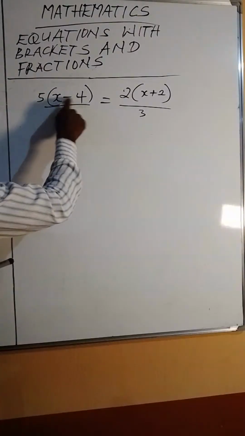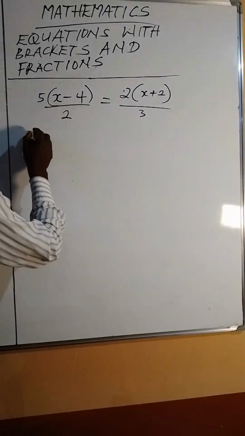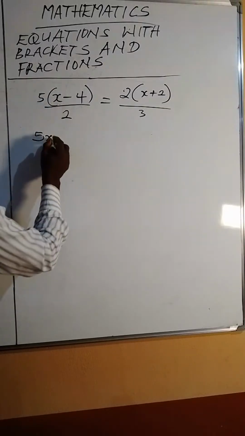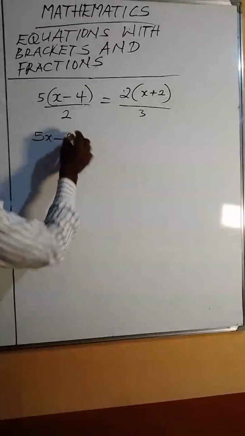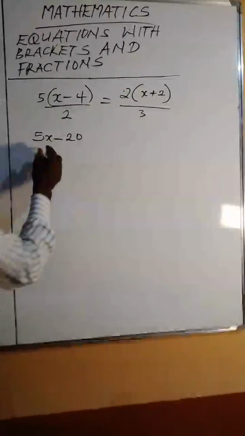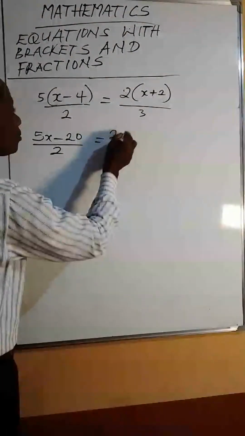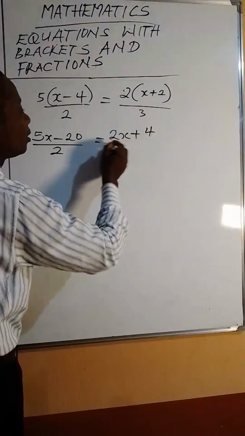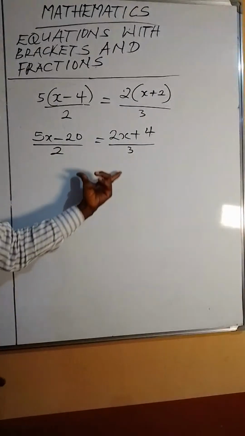When we clear this bracket, okay, let's clear this bracket. 5 times x is going to give us 5x. 5 times x is 5x, okay? Then minus 5 times 4 here is 20. Nothing will change the minus for now, okay? Then we divide by 2. And this is equals to 2 times x is 2x. Then plus 2 times 2 is 4. And this is equals to 3. This is where we have right now.